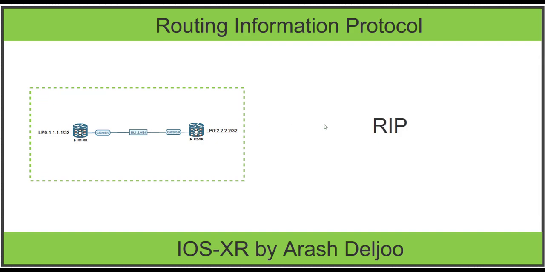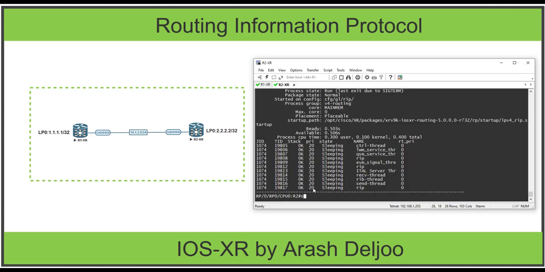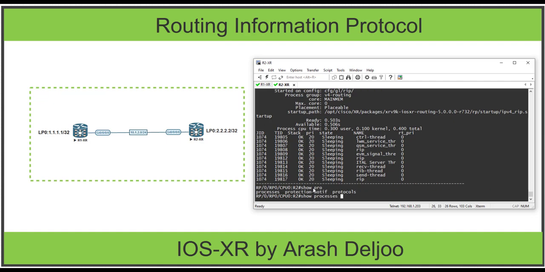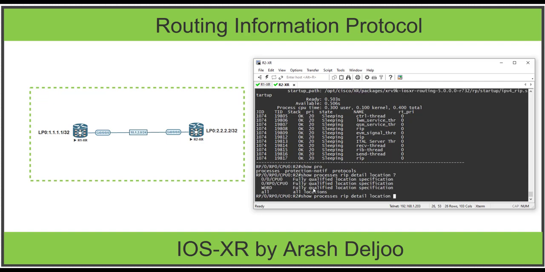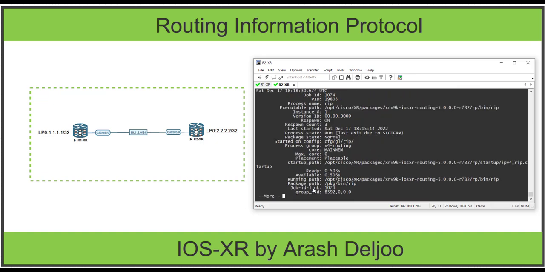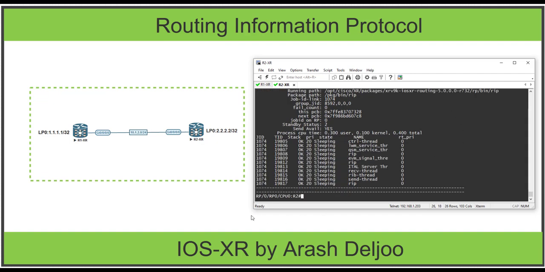Also, we can use the show process RIP detail command. Actually, this can show us the status of a process running on a standby route processor. Look at here, for example, we can use show process, then RIP, then detail, then location. For example, the location is 0/RP0 and then CPU 0. Okay, CPU 0, and here as you can see, we have the detailed information related to the status of the process running on a standby RP. Here we have a lot of information.